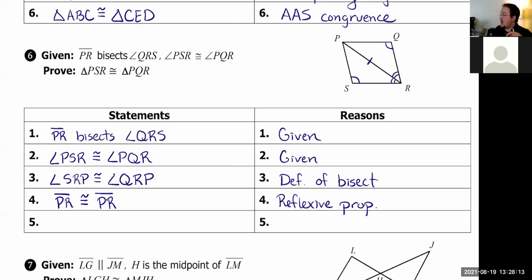So as I look at my diagram, I have two sets of congruent angles, one set of congruent sides that are not included between the two angles. I do believe now we have enough for angle side congruence. So we can make our last statement, which is what we're trying to prove. And that is that triangle PSR is congruent to triangle PQR thanks to angle side congruence.